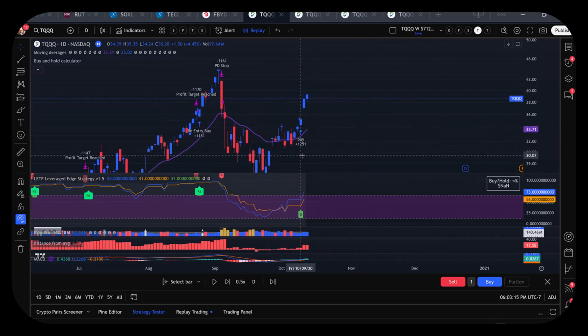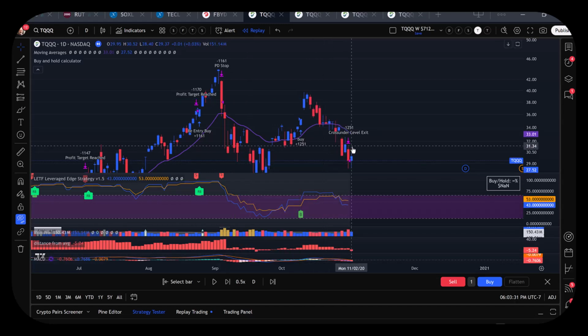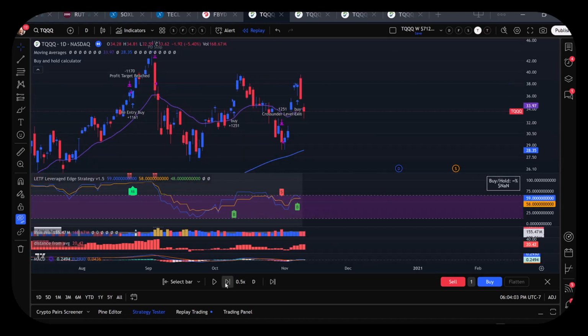We bought back in, and this is on October 9th. We bought back in, and we exit right here. It's called a cross under level exit. So we lost a little bit on that trade, but after hitting the profit target about 5 times in a row, we're still up a lot on the trade overall for the year. So anyway, we exit here. We're back in cash. There we go.